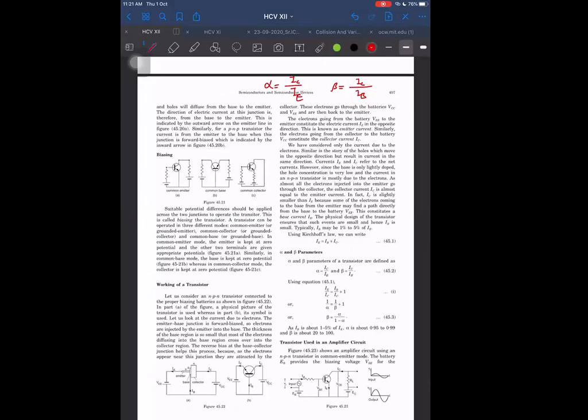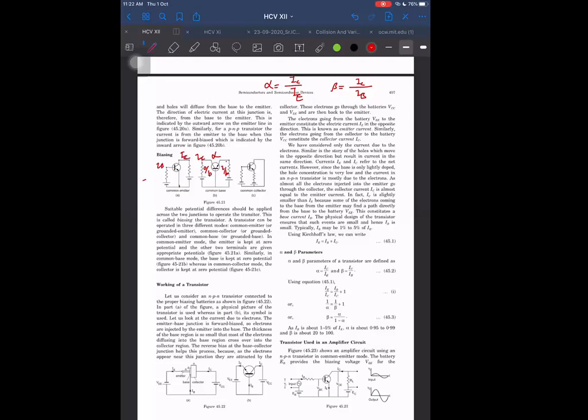So alpha is for which? Alpha is for common base. According to my definition, this becomes output and this becomes input, because I am writing IC divided by IE as alpha. So that is output, this is input. And in common emitter, base is input and collector on the other side is becoming output.